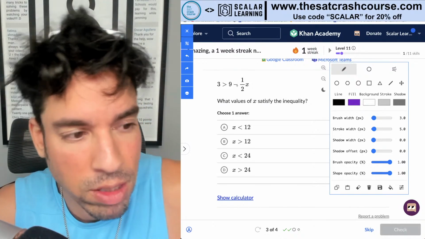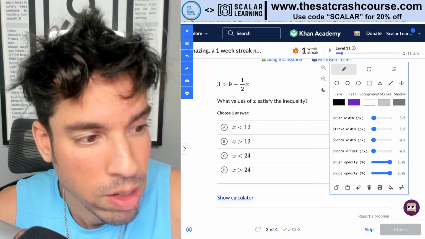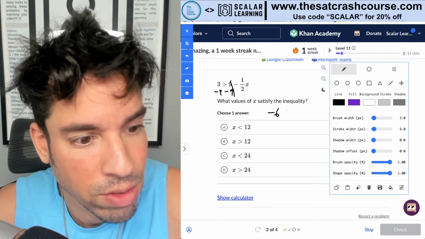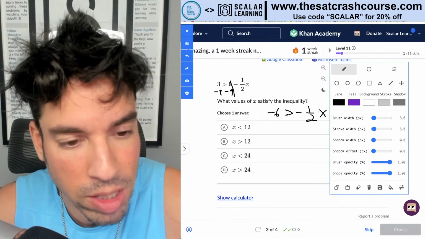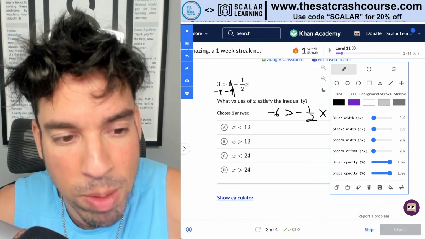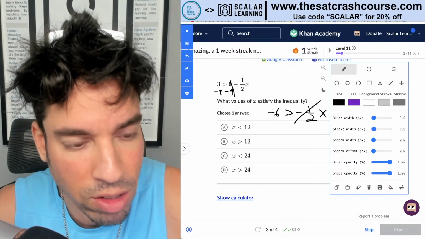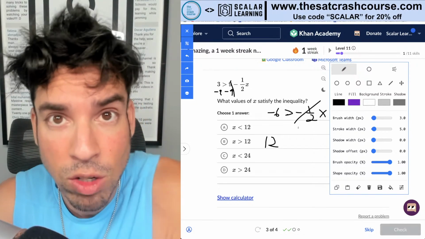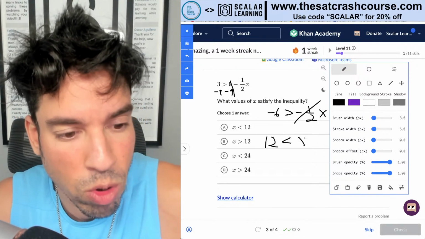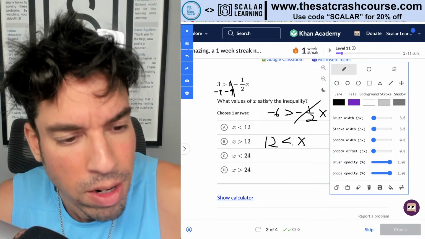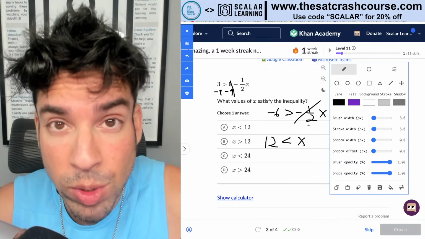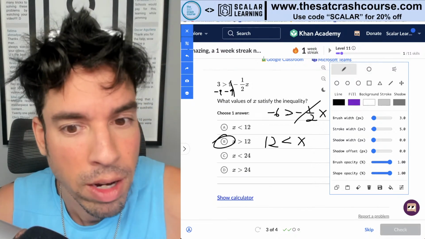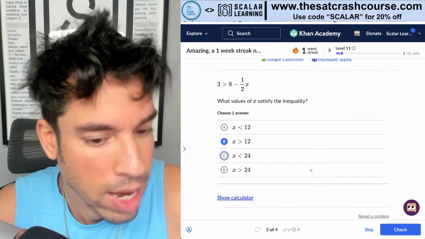Now, again, I could graph this in Desmos, but it's so much easier if I just solve it by hand. So I'm going to subtract 9 from both sides, right? We're just trying to isolate. Boom. We got -6 is greater than -1/2 times x. Then we're going to get rid of the -1/2 by multiplying both sides by -2. That kills that. -2 times -6 is 12. But also remember, when you multiply or divide both sides of an inequality by a negative, you flip the inequality. And so we have, and this is the same as, x is greater than 12. I always read the inequality with respect to the variable: x is greater than 12, which is option B. And that is how you do it.